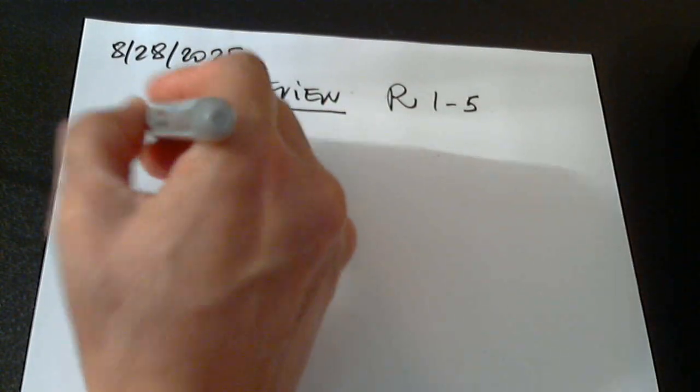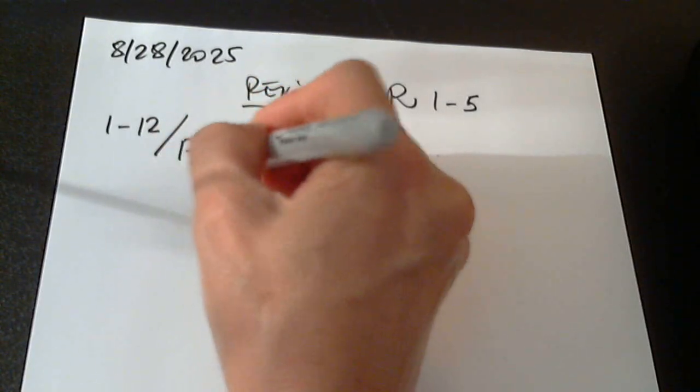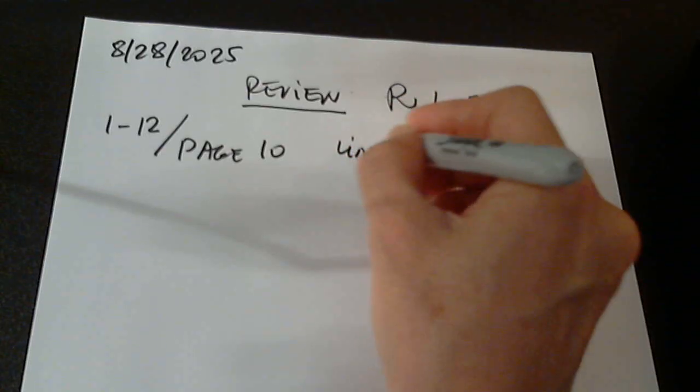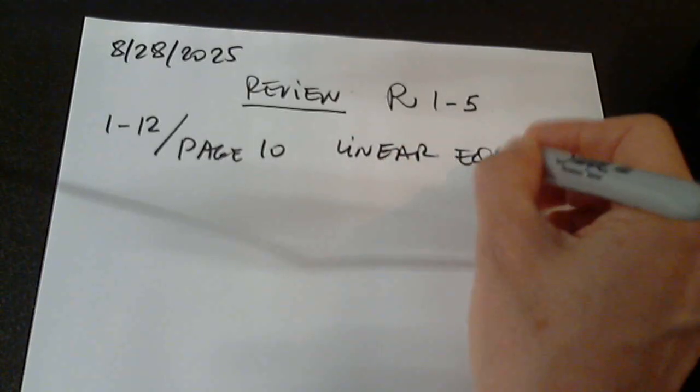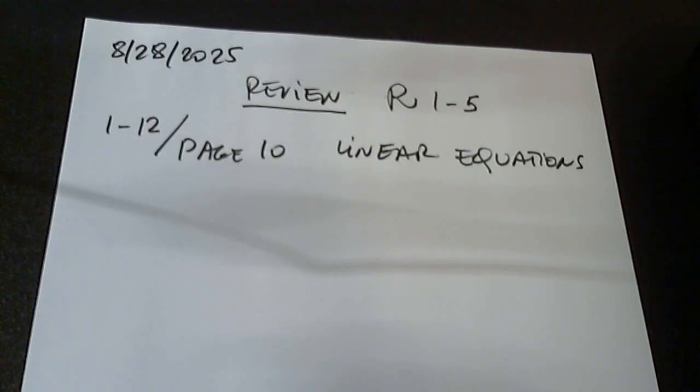Are they linear? They are linear equations. Perfect. Can anyone please pick one? If not, I will pick. 1 through 12 on page 10, they are all linear equations. Since they are linear equations, what type of graphs will they have again? If they are linear equations, what type of graphs? Anyone, please? It's okay if you're wrong.